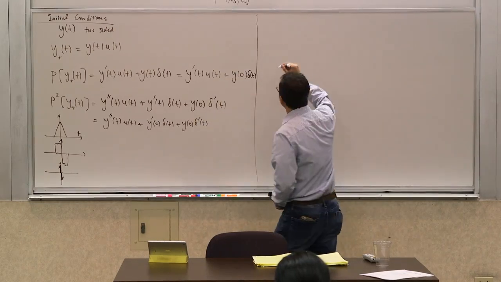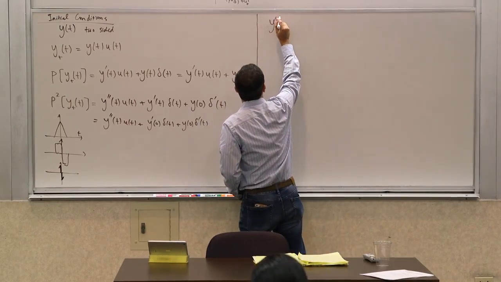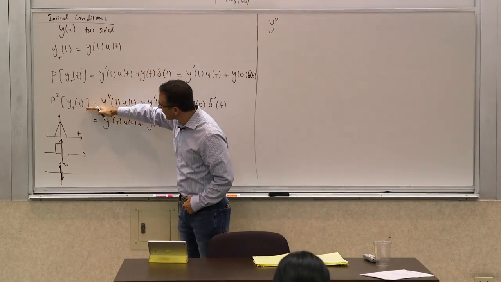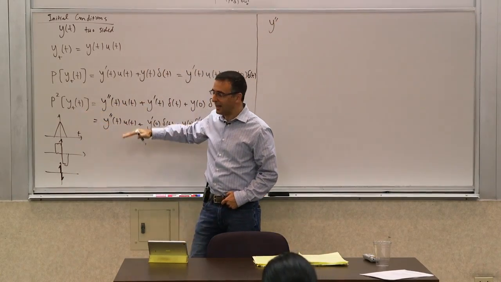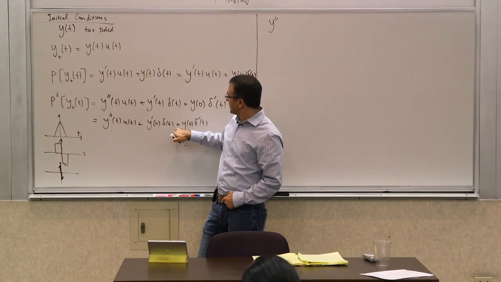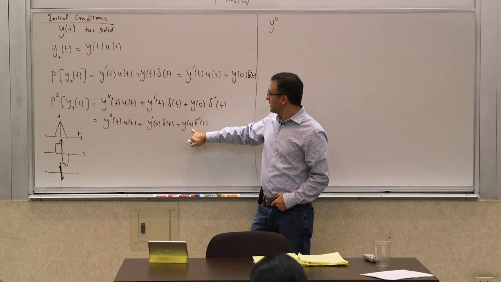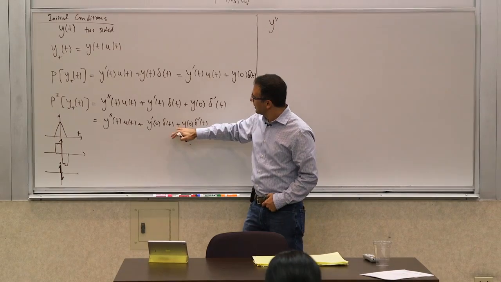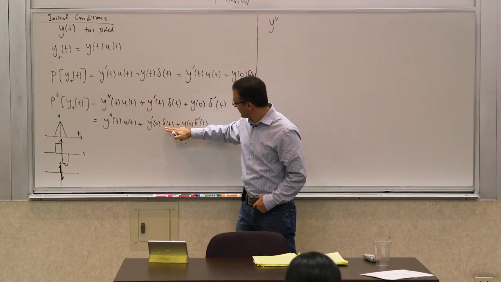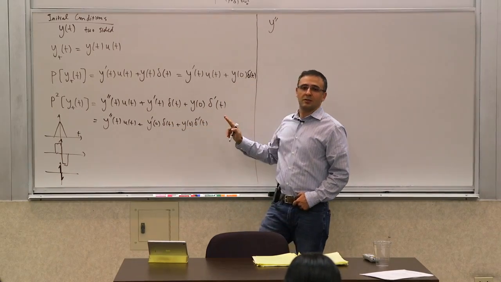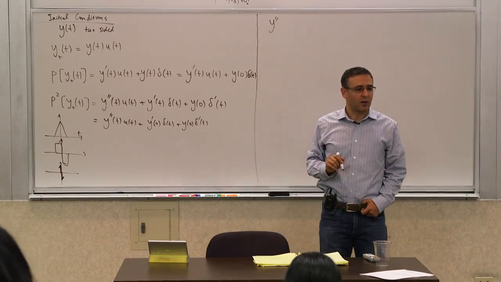So the example is, I put the second order example, but this is again generalizable. If you want to go to higher order, you have to keep calculating these things. And as you calculate them, you will get y double prime of 0 delta of t plus y prime of 0 delta prime of t plus y of 0 delta double prime of t, and so on and so forth for higher order ones. Yeah?